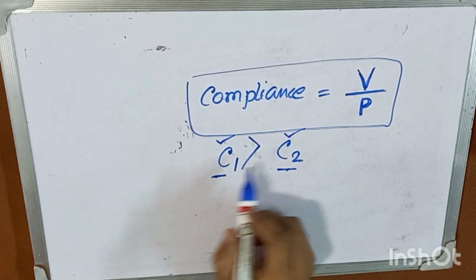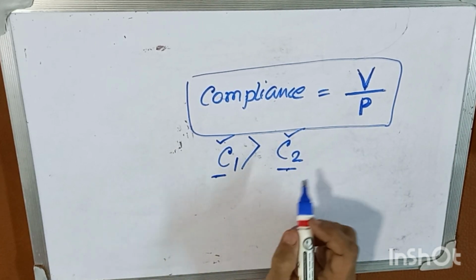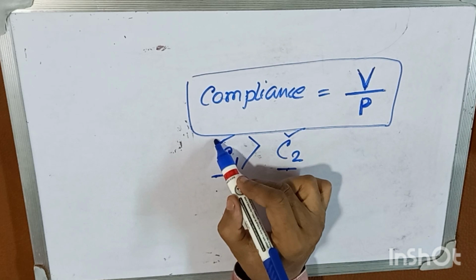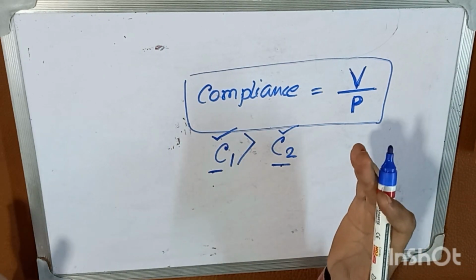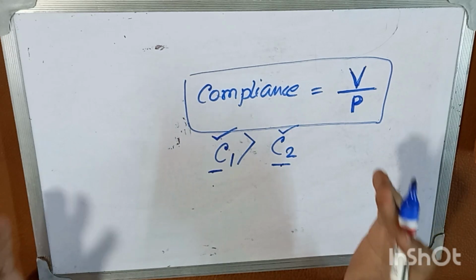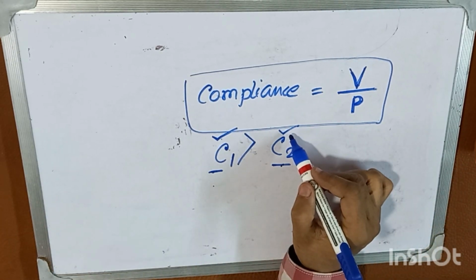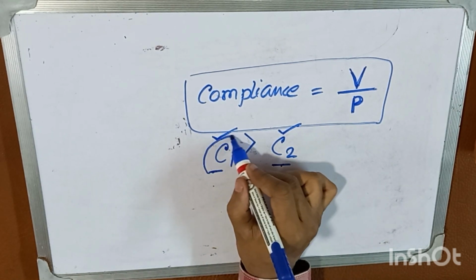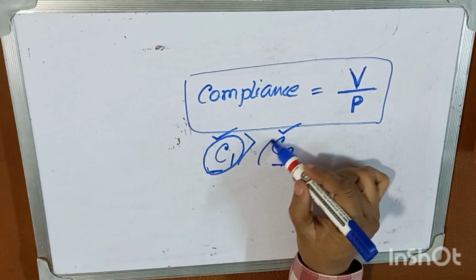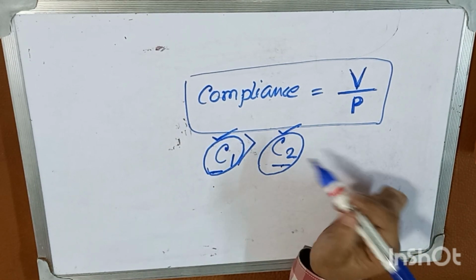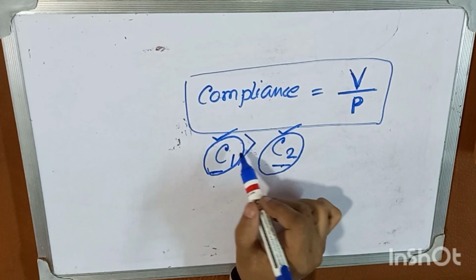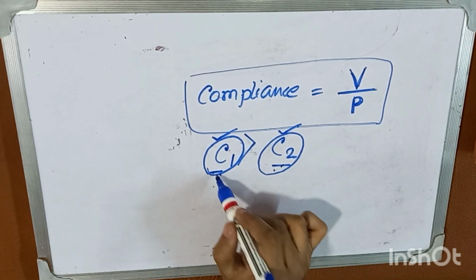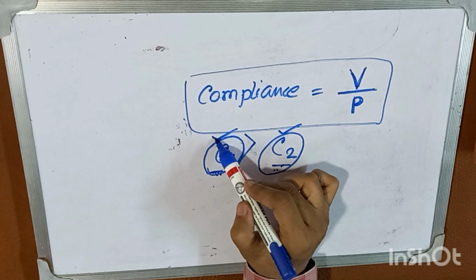And what is the significance of this? With the same pressure change, this one is going to blow up, or get an increase in volume, much more than the one with compliance C2. So this lung is far easier to blow up, and this lung is less able to blow up. This lung easily expands and this lung does not expand. The same pressure change will produce much more increase in volume.